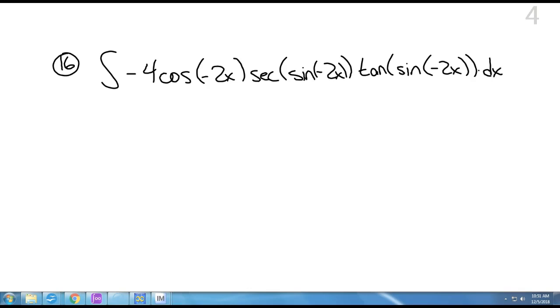Can I multiply -2 by a constant and turn it into that? No. So cosine can't be my big guy. What if I made sec my big guy? That would make this little guy prime. What's the derivative of the little guy? What's little guy prime then?